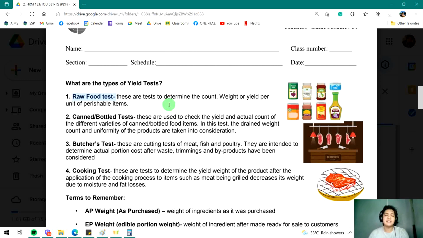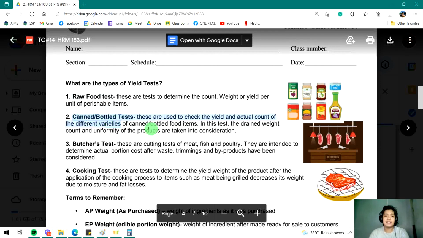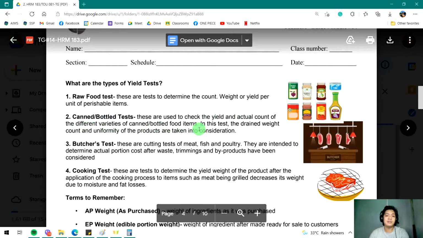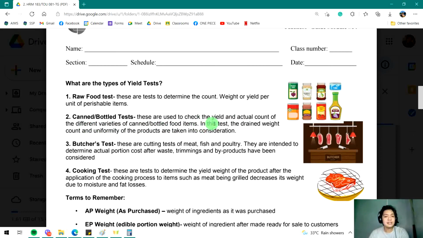Raw food test, ayan, dyan papasok yung mga fresh ingredients natin. Next is yung canned or bottle test. These are used to check the yield and actual count of the different varieties of canned bottled food items. In this test, the drained weight, count, and uniformity of the products are taken into consideration.